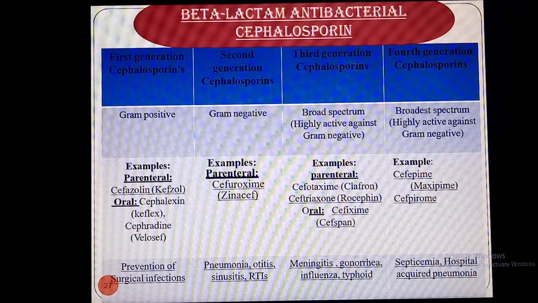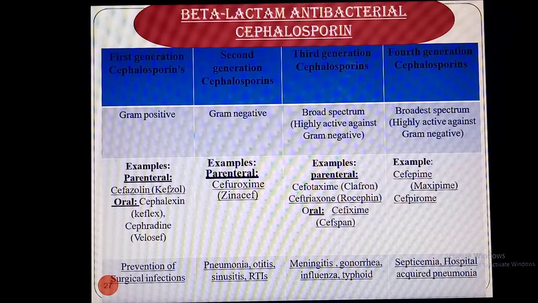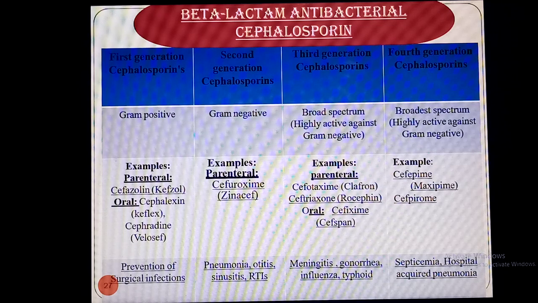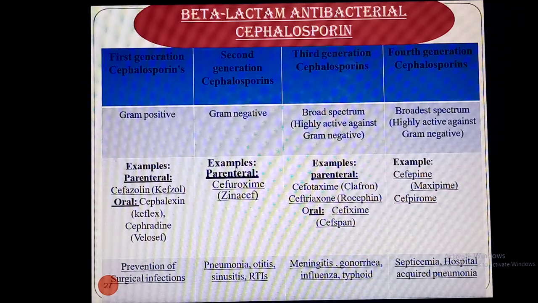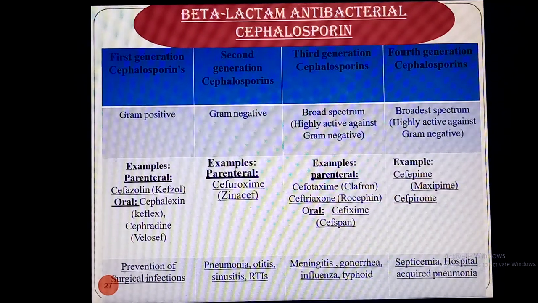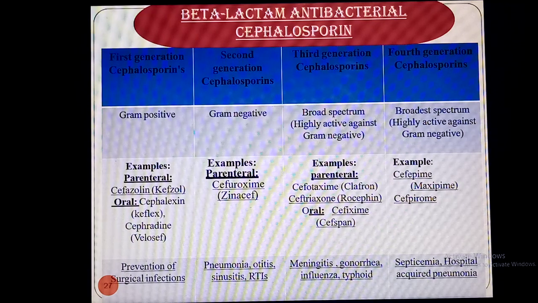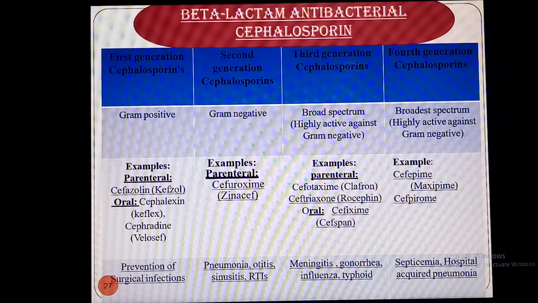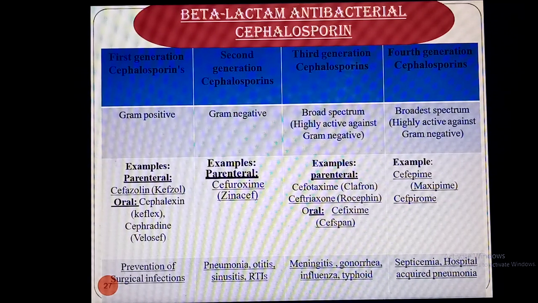So this is a general classification. If you look at this chart, you can easily identify which antibiotic is more effective against gram positive and gram negative, and which of the following antibiotics has broad spectrum activity. It is clear from this chart which antibiotic is used in that particular condition. So they are very easy to understand.